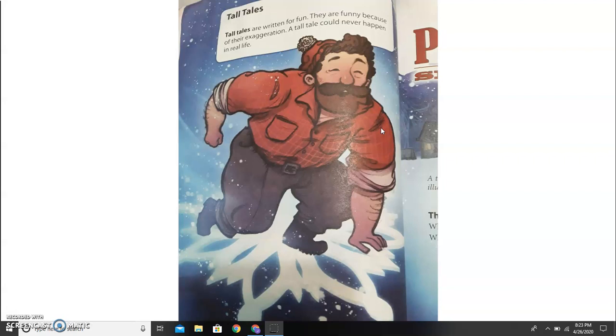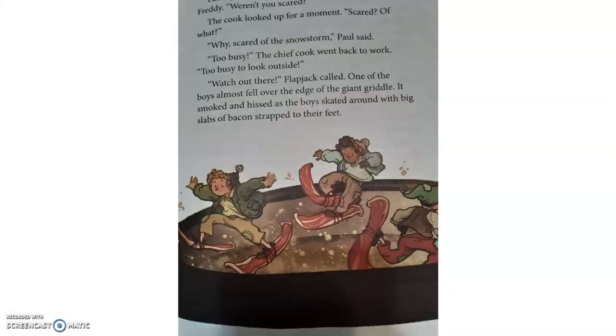That means that everything was exaggerated. What was your favorite part? My favorite part was right here, the way they made Paul Bunyan his breakfast. Look at them. They look like they're skating on that skillet with bacon. So a tall tale is a story that's larger than life. It's exaggerated. It's meant to be funny. It's not meant to be serious, is it? And I hope you enjoyed reading it.